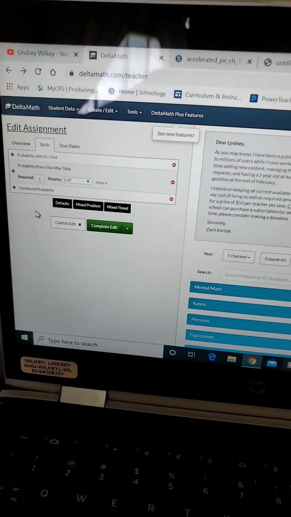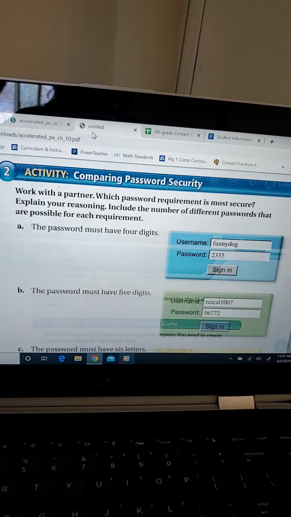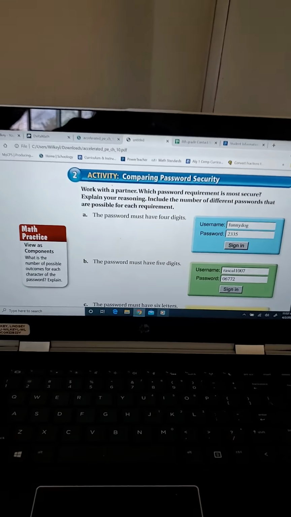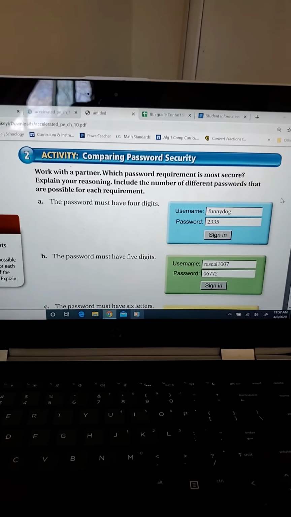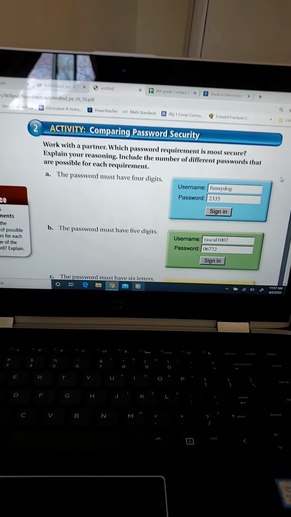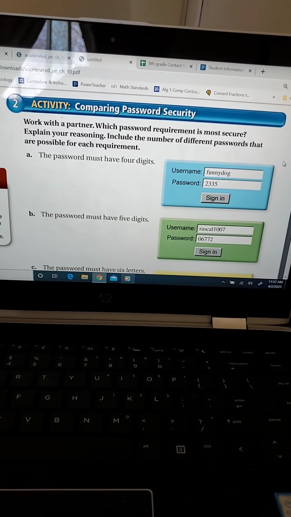All right. And finally, compound probability. Now, this is something I want to dive into without questions on DeltaMath first. So I'm going to go to this page, and we're going to do a short little lesson on this first. Okay. Compound probability is like looking at the probability of more than one thing happening at the same time, or like one right after the other.